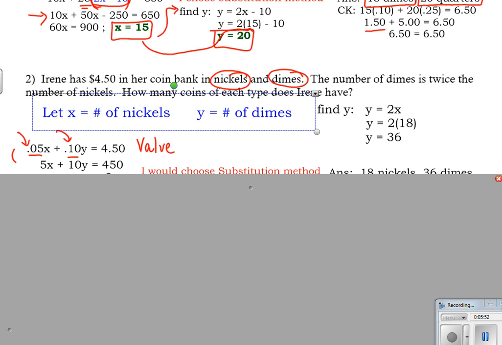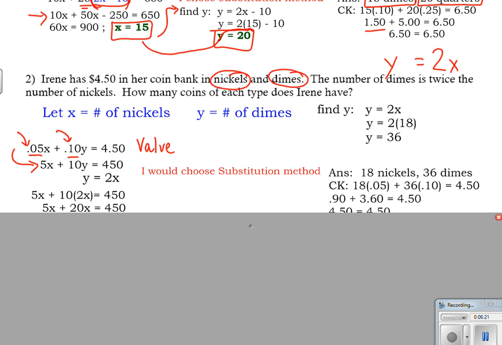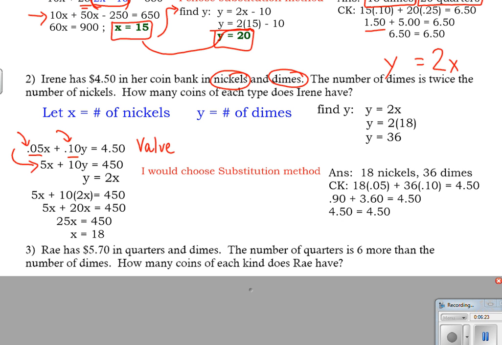That brings me here. And now let's look at the second sentence. The second sentence says the number of dimes, and we said dimes was y, equals twice the number of nickels. So typically your first sentence holds your first equation, your second sentence holds your second equation. There is my second equation.